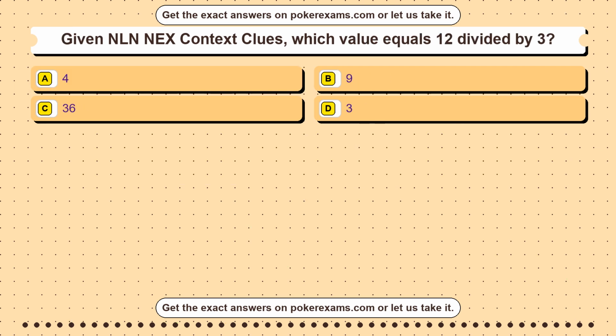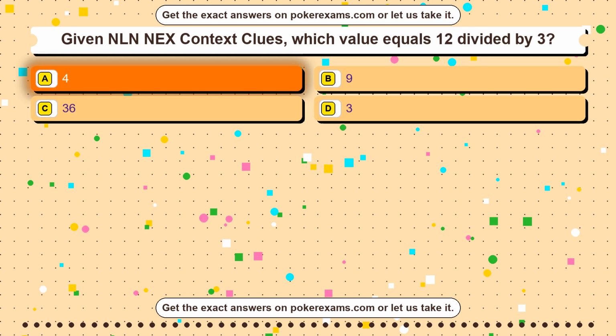Question 38. Given NLN NEX Context Clues, which value equals 12 divided by 3? Option A, 4. Option B, 9. Option C, 36. Option D, 3. The correct answer is option A.